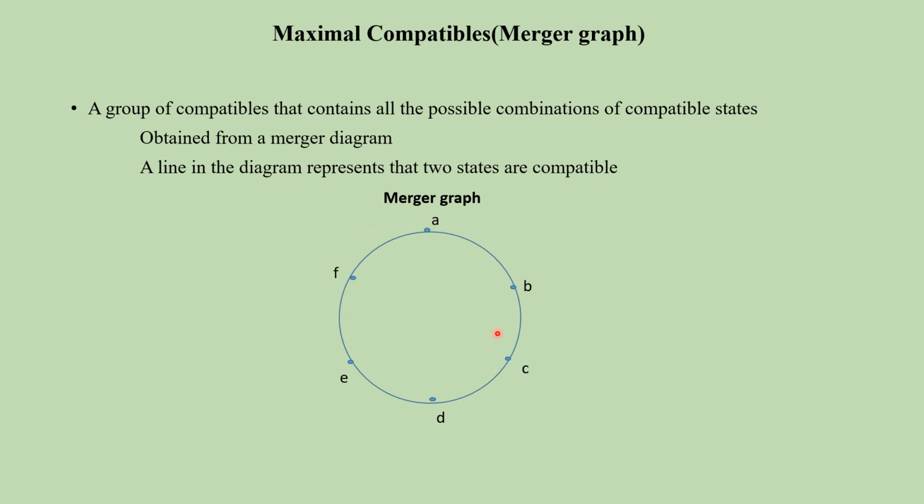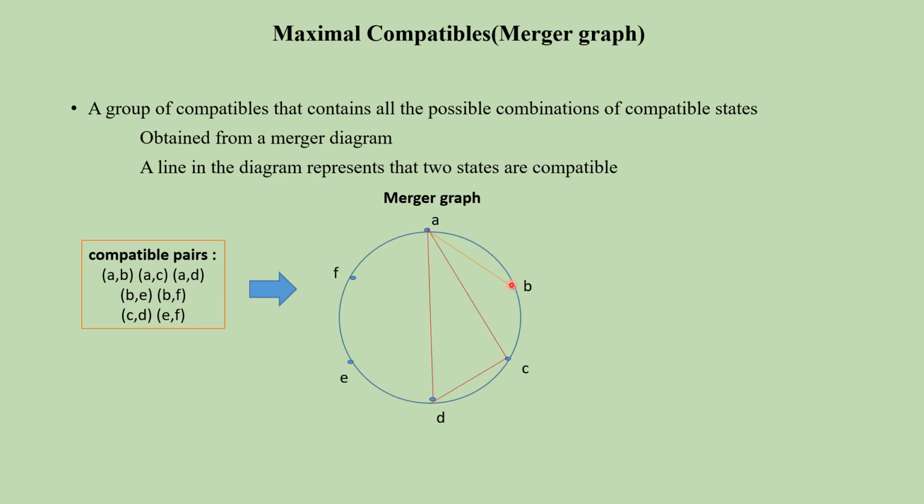We have to draw a circle in which we represent all the states which are given in the primitive flow table on the circumference of the circle, right? The next step is we are supposed to write down the compatible pairs which we have got from the implication table, followed by drawing lines for the two compatible states. So whichever is compatible, start drawing the line. AB is compatible, so draw a line. Then AC is compatible, AD is compatible, then BE is compatible, then BF followed by CD and EF. So all these are compatible states.